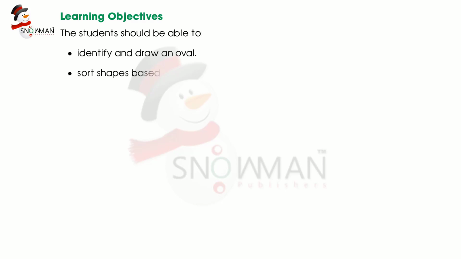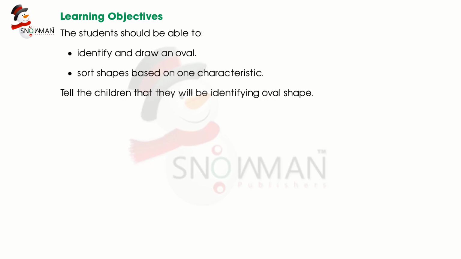Learning objectives. Students should be able to identify and draw an oval. Sort shapes based upon one characteristic. Tell the children that they will be identifying oval shape.